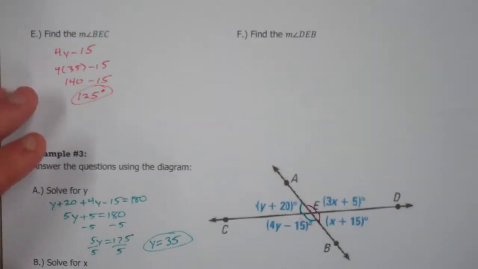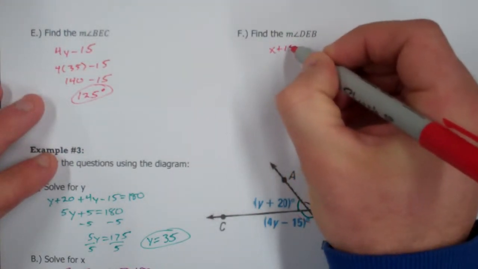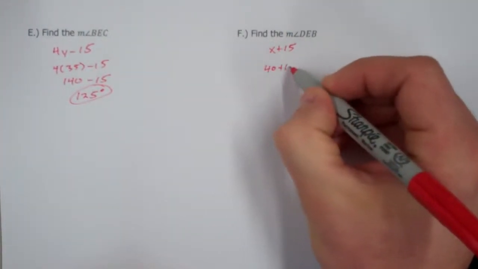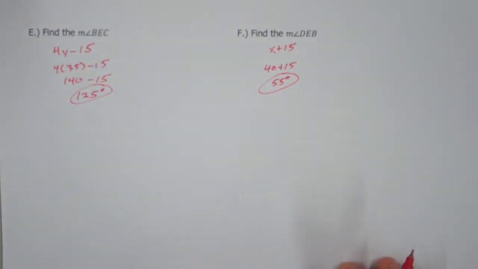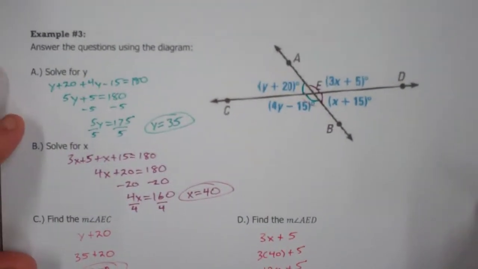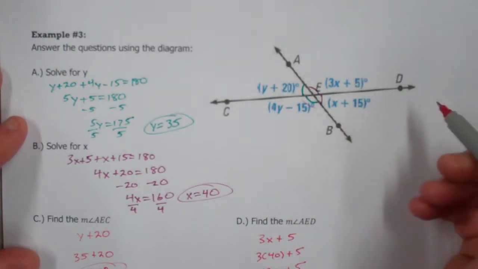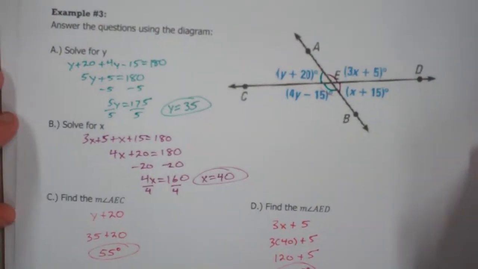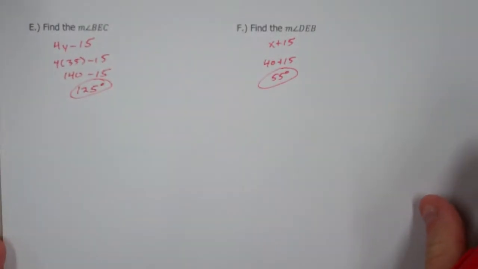The next one to do is DEB. So DEB has a measure of x plus 15. Remember, x was 40, so we'll just substitute that in, and we get 55 degrees. These two angles are supplementary, and also that angle DEB and AEC, so AEC and DEB, those are vertical angles. They should have the same measure. And then here you can see, oops, that's a little off the screen, but here you can see that AEC was 55, and also DEB then was 55.